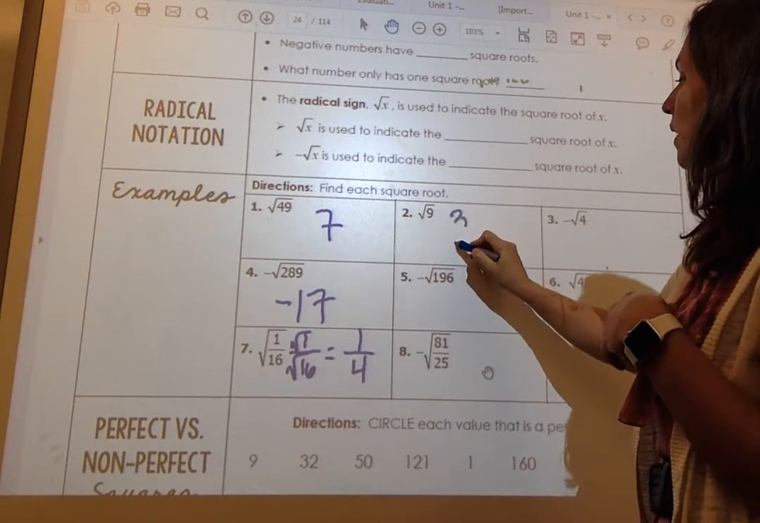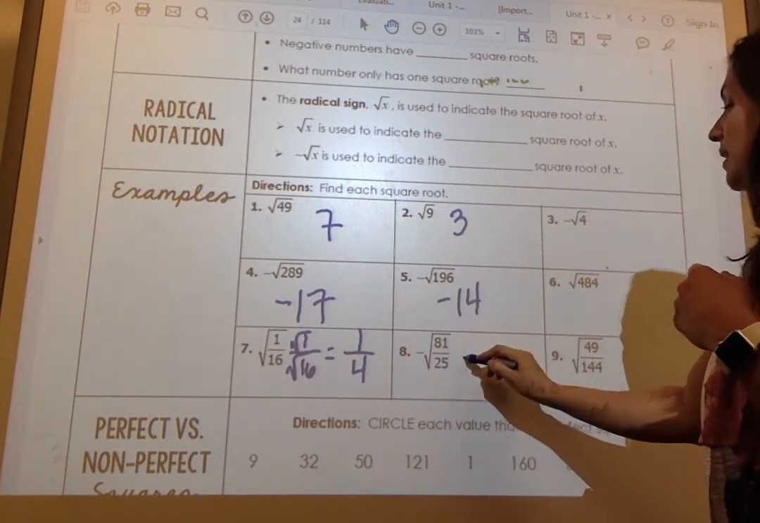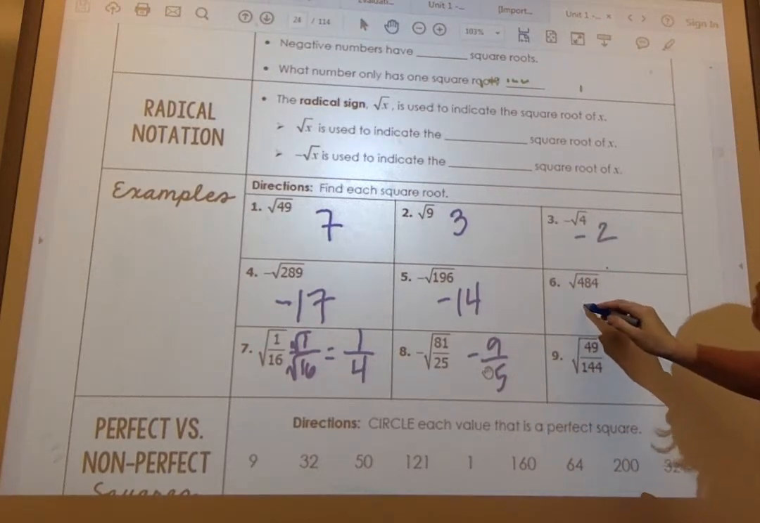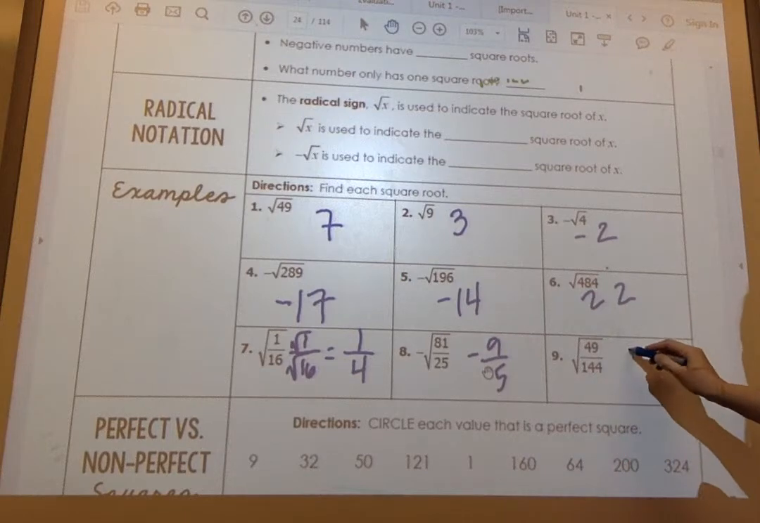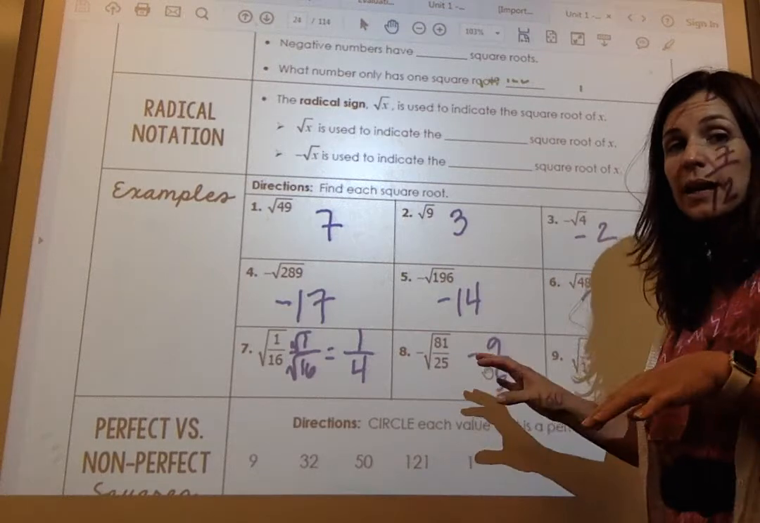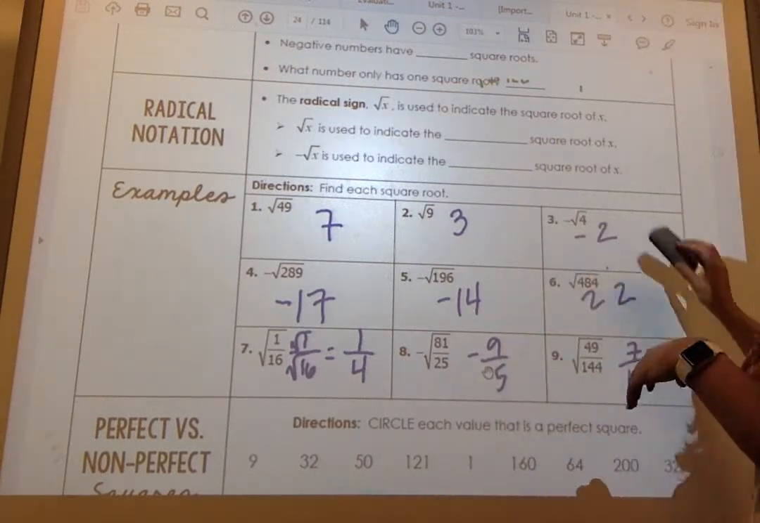Number 2 is 3. Number 5 is negative 14. Number 8 is negative 9/5. Number 3 is negative 2. Number 6 is 22. And number 9 is 7/12. If you have any questions over these examples, I want you to come see me in tutoring tomorrow so we can talk about it. All right.